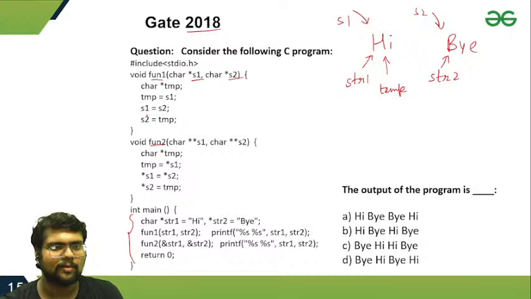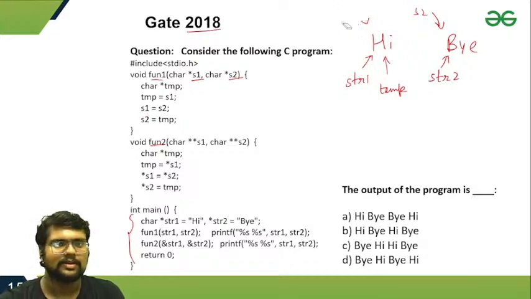Then s2 is assigned to s1, meaning s1 will point to what s2 points to. So we remove s1 from here and it will point to bye. Then temp we assign to s2. So remove s2 from here and it will point to here. So now s1 is pointing to bye and s2 is pointing to hi.